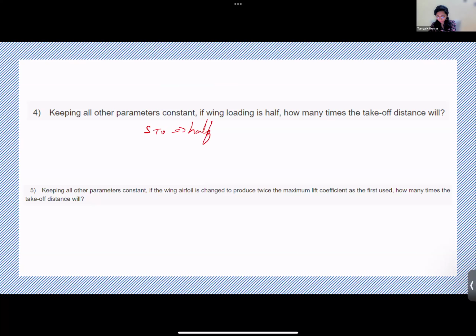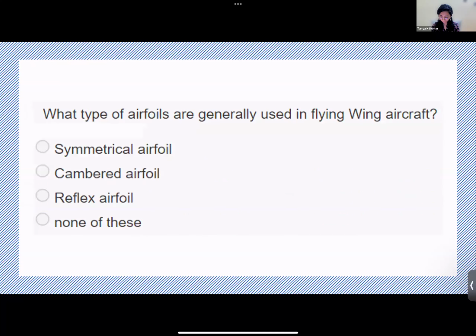Keeping all other parameters constant, if the wing airfoil is changed to produce twice the maximum lift coefficient as the first used, how many times will the takeoff distance change? Again, it's inversely proportional to CL max. So if the airfoil is changed to produce twice the CL max, S takeoff will be 1 by 2. So this assignment was fairly simple. Let's look at the next questions.